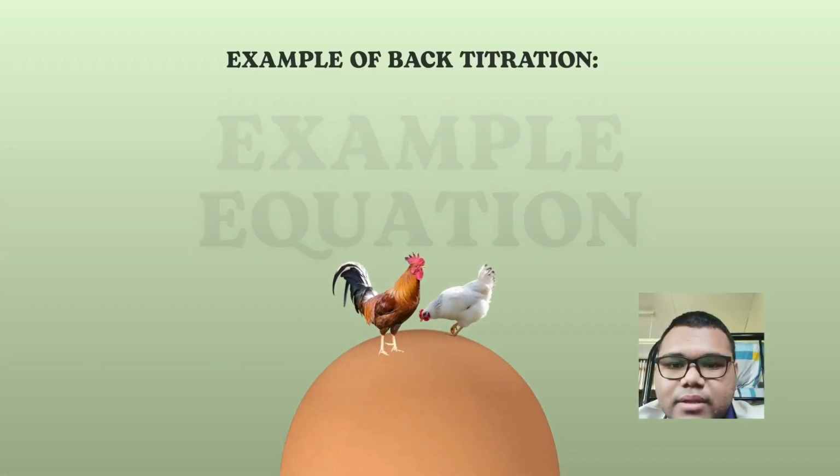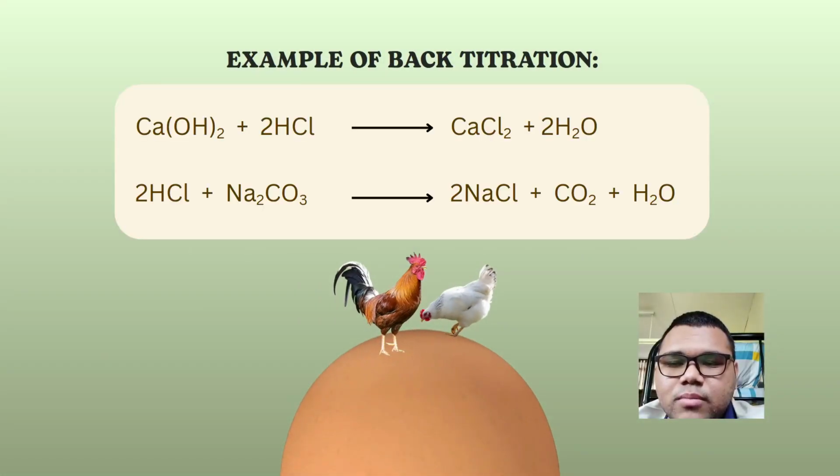An example of back titration can be seen here between calcium hydroxide, which is the analyte, and hydrochloric acid, which is the titrant. The titrant will be added into the analyte excessively, which then will be titrated by using sodium carbonate to determine the amount of hydrochloric acid used in the first equation.